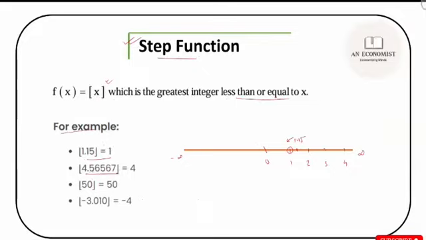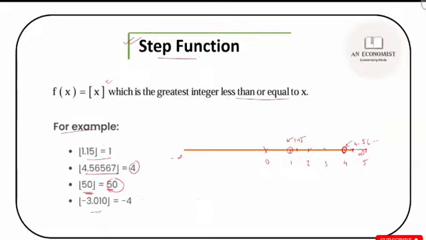Similarly, we have 4.56, so it will be somewhere in between 4 and 5. Suppose this is here, 4.56, this number. What is the integer on the left hand side? This is 4, right? So the box value will be 4. And if you have an integer value inside box, that box will give that particular value only. So box of 0 is 0, box of 1 is 1, box of 2 is 2, so on and so forth. Box of 50 is 50.